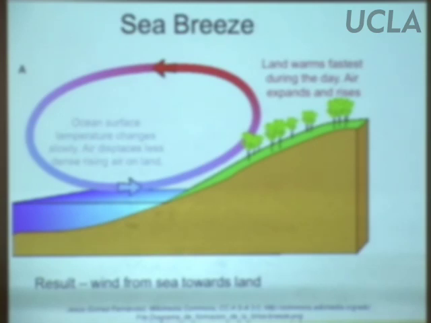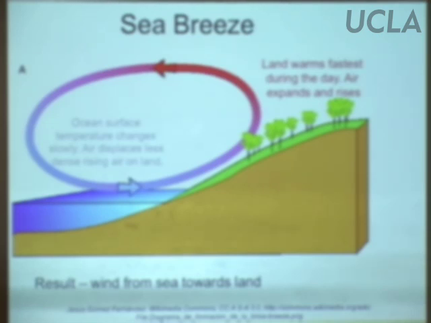Okay. And we have local things that go on that make a really big difference to our local weather pattern because we're right on the ocean. And two of these phenomena are worth singling out. One of them is what's called the sea breeze. And this is actually pretty common, not just in California.